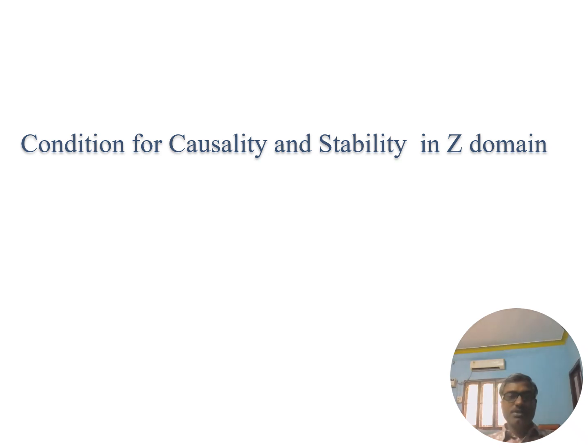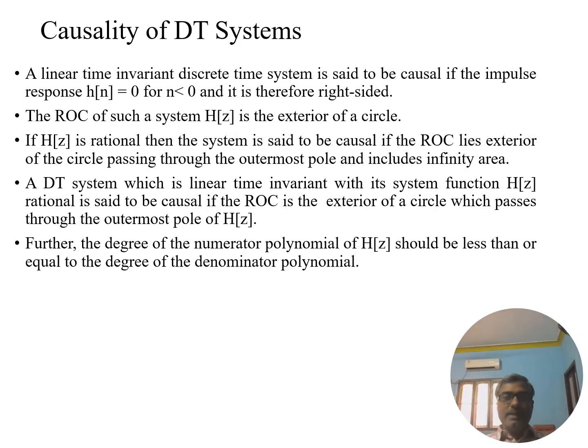Hello everyone. In this session, we will see how the causality and stability of the system is analyzed with the help of Z transform. A linear time invariant discrete time system is said to be causal only if the impulse response, that means h of n, is 0 for n less than 0. Such kind of systems are said to be right-sided systems.